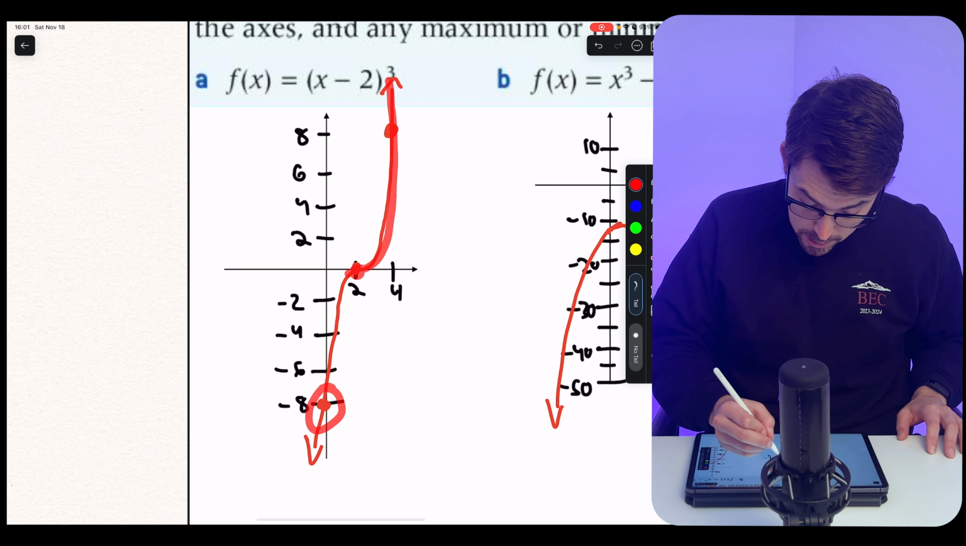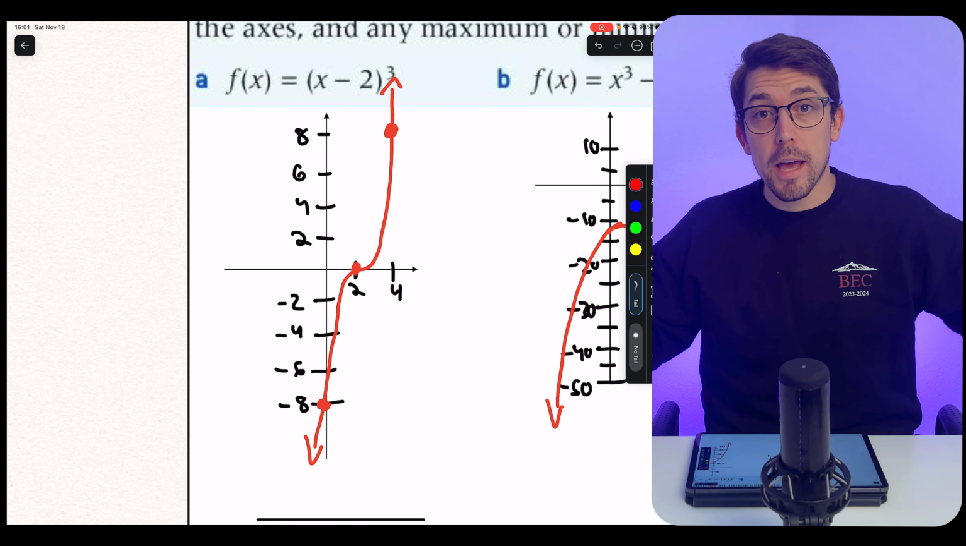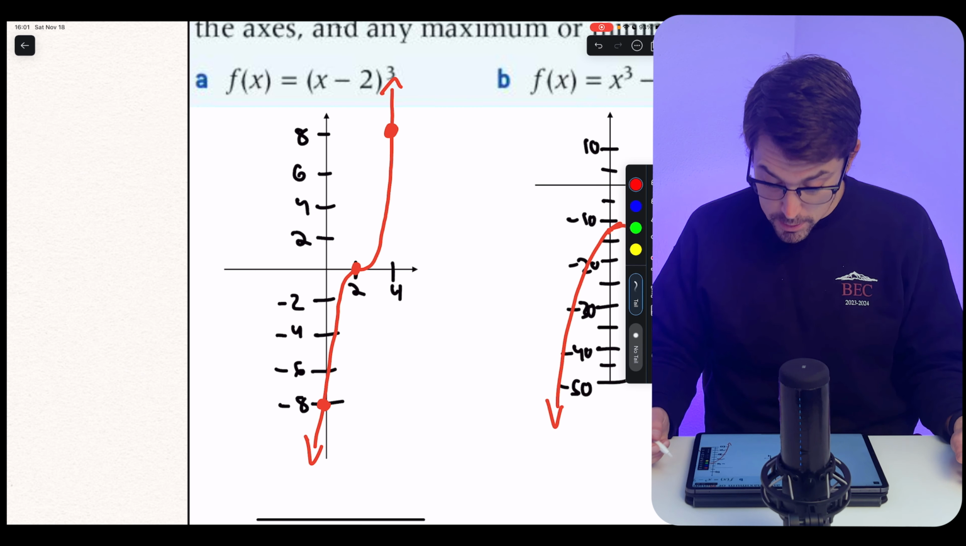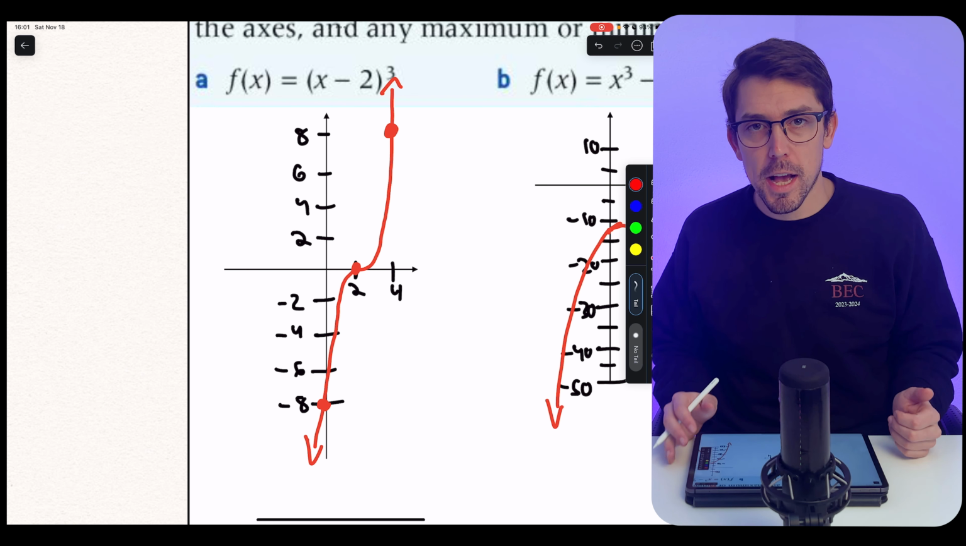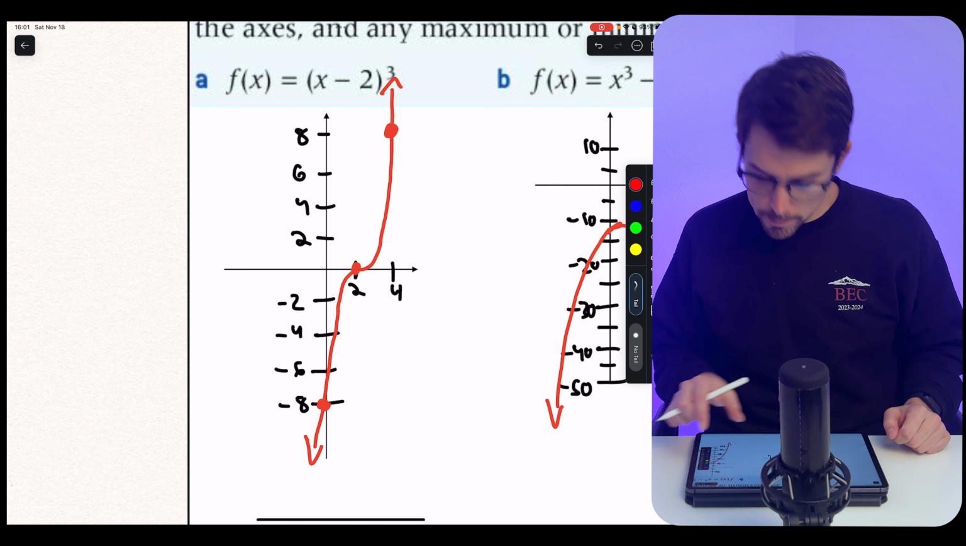And I try to sketch this out as smooth as possible. I unfortunately have terrible handwriting, so this doesn't look as pretty as the graph does. But again, it's just a sketch to get across the major points that the problem was asking us for. So now let's take a look at the other one.